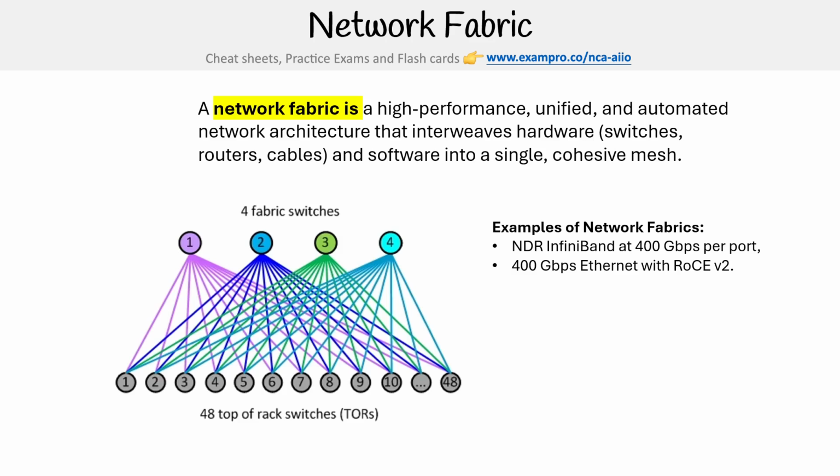An example here would be, let's say, NDR InfiniBand at 400 gigabits per port with 400 gigabit Ethernet with RoCE version 2. So we're seeing all these accumulative terms: NDR, InfiniBand, RoCE, which is obviously using RDMA. You can see we have 4 fabric switches, and it's going to a 48 top rack of switches down here below.